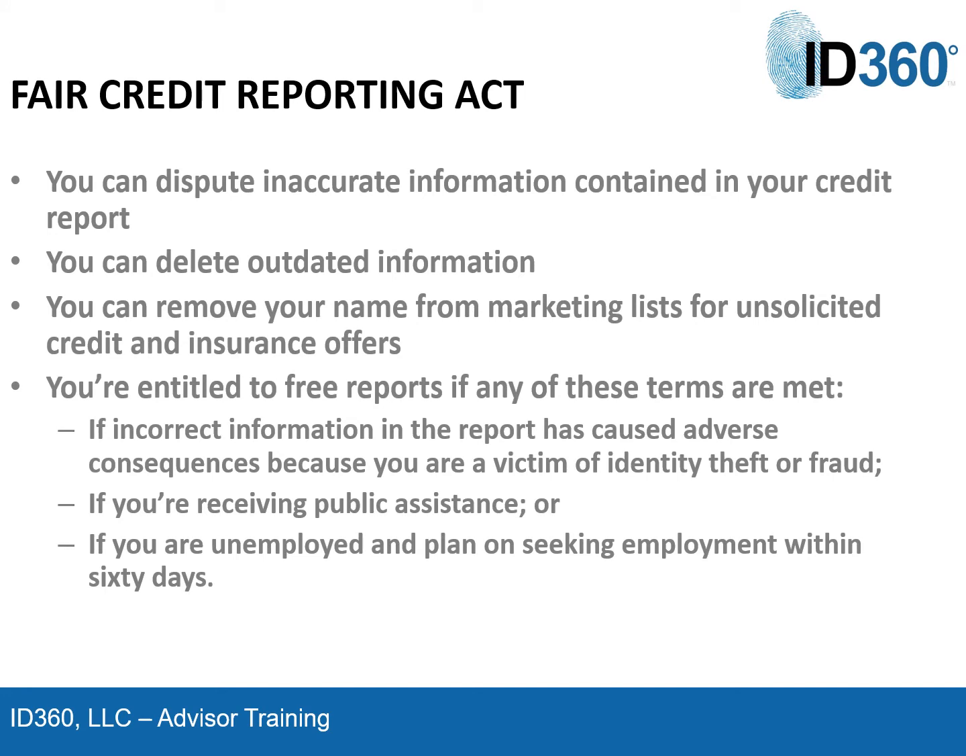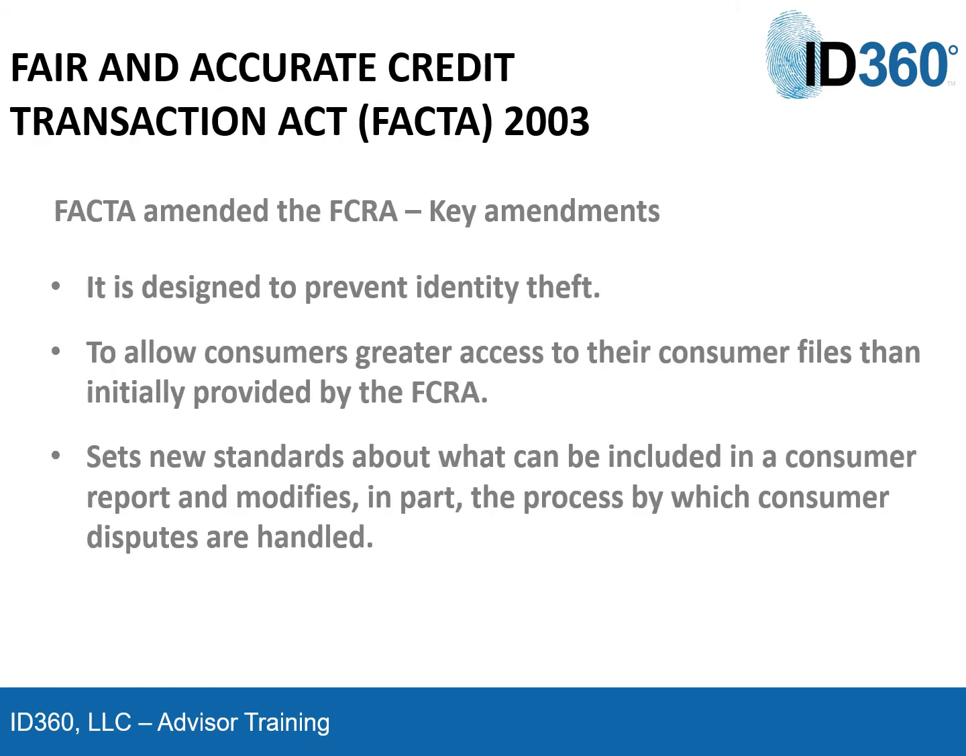You can dispute inaccurate information contained in your credit report. You can delete outdated information, and you can remove your name from marketing lists for unsolicited credit and insurance offers. You're entitled to free reports if any of these terms are met. If incorrect information in your report has caused adverse consequences because you are a victim of identity theft or fraud, if you're receiving public assistance, or you are unemployed and plan to seek employment within the next 60 days.